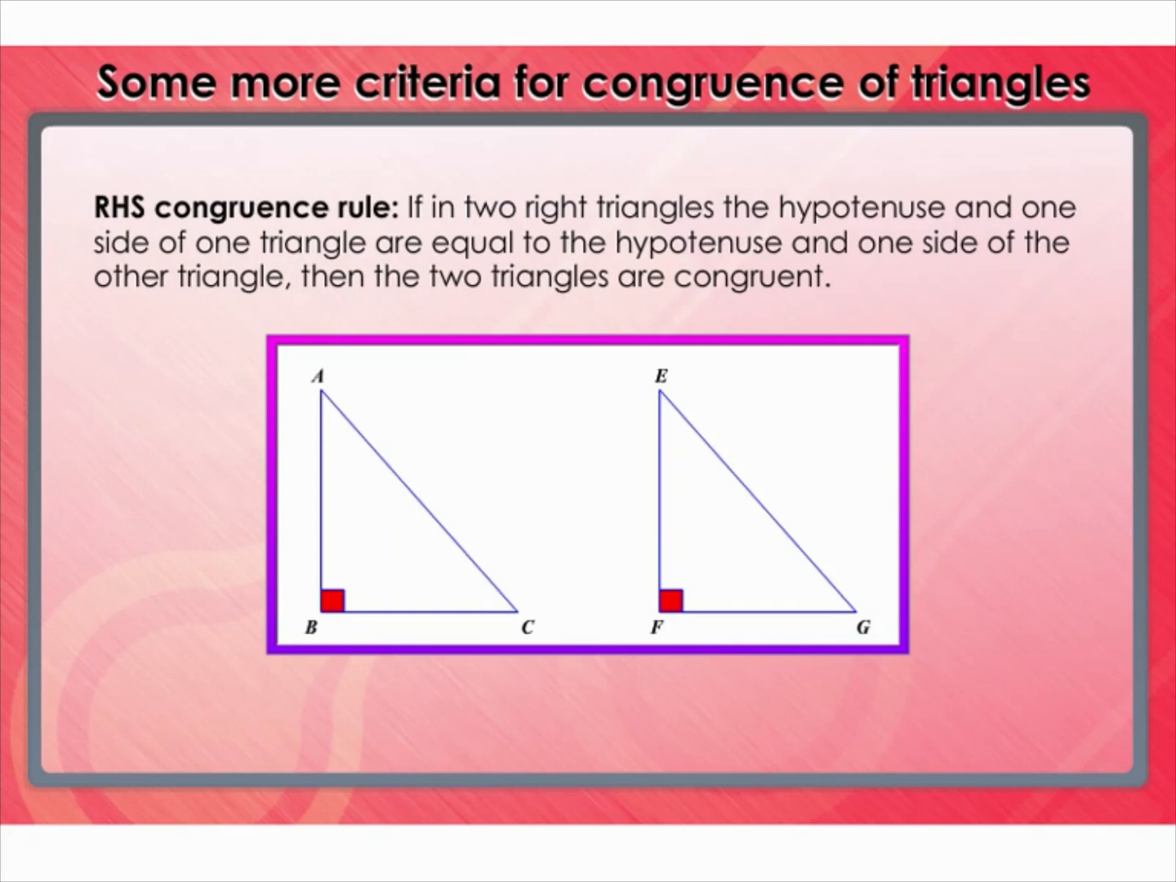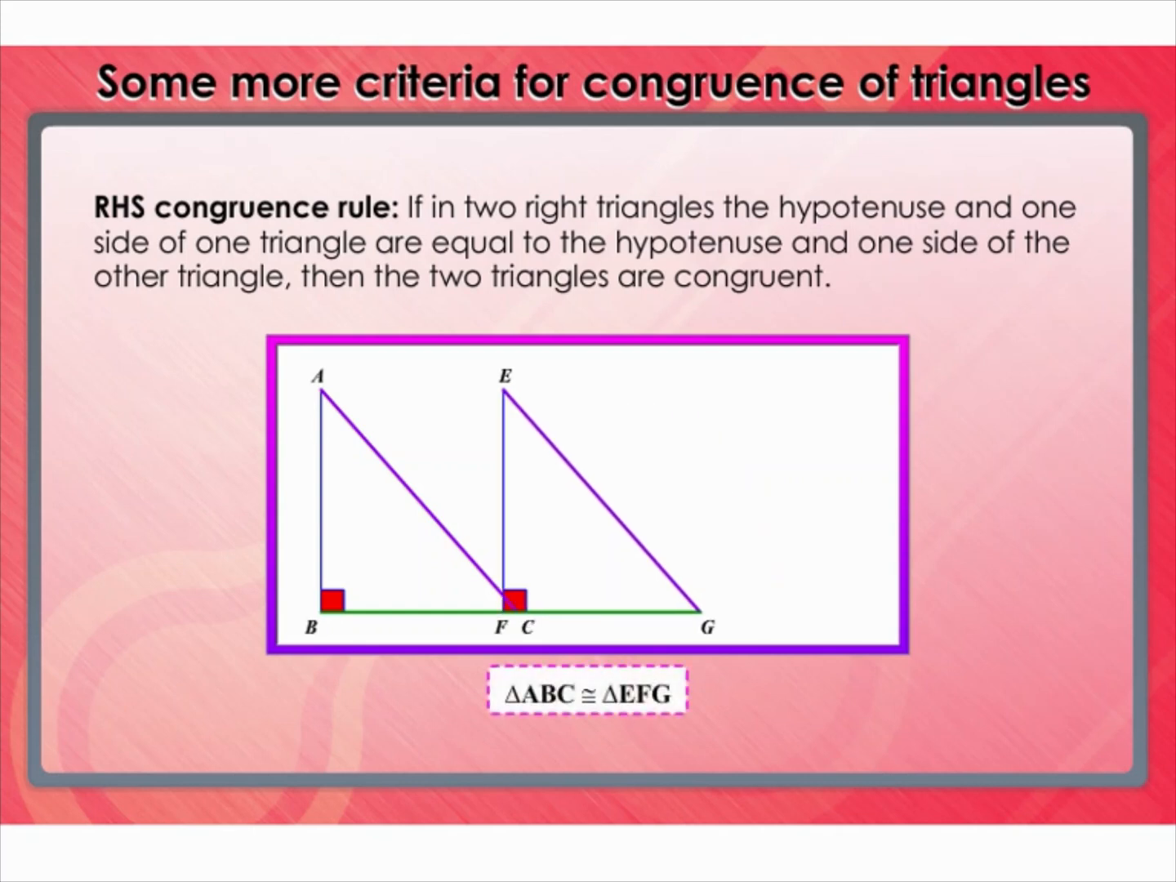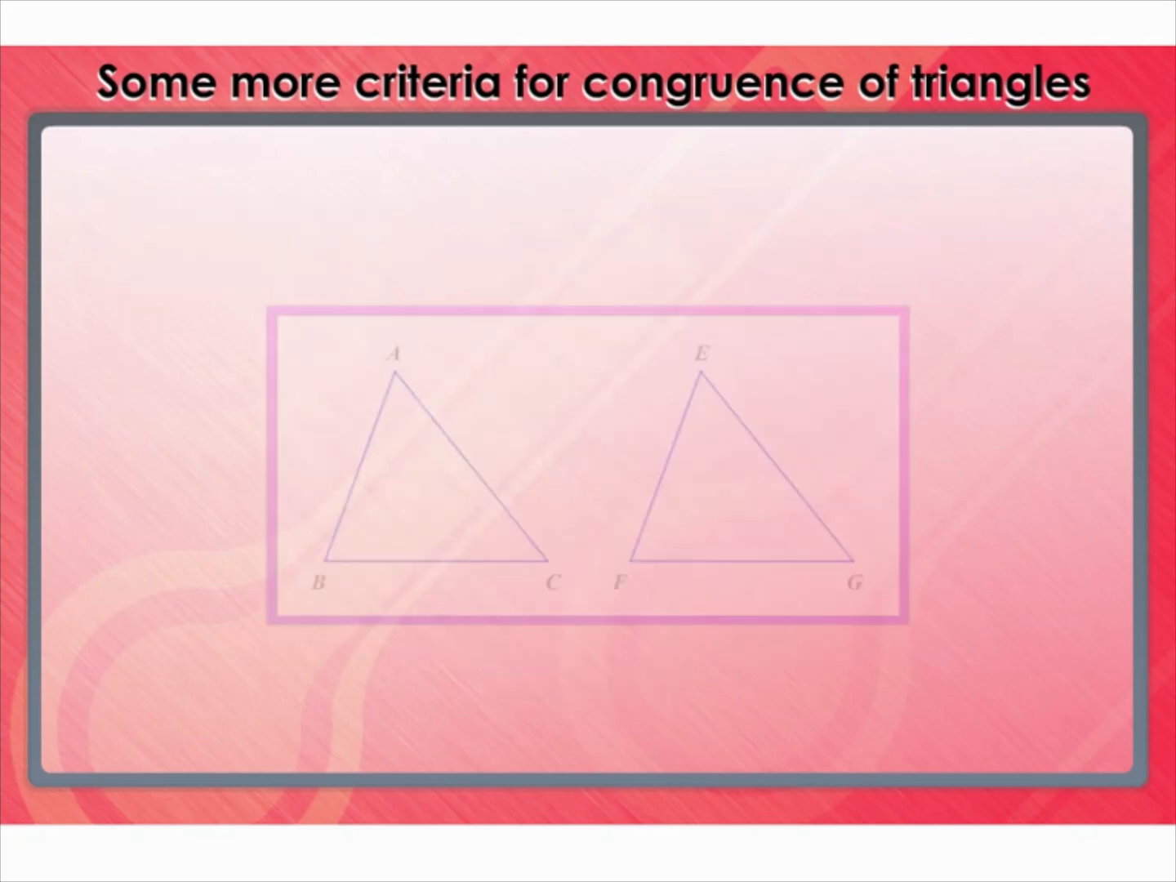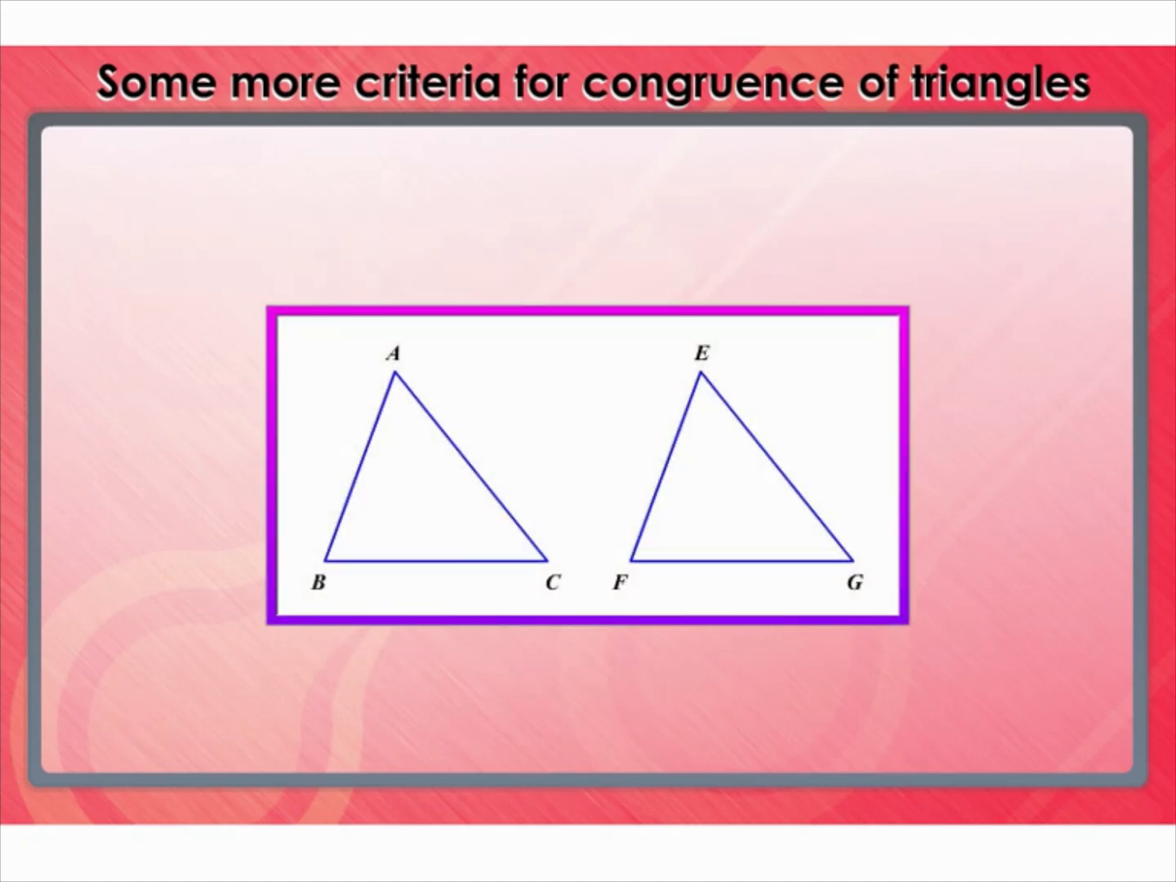If in two right triangles the hypotenuse and one side of one triangle are equal to the hypotenuse and one side of the other triangle, then the two triangles are congruent. This is referred to as the right angle hypotenuse side or RHS congruence rule. This rule is applicable to any of the right angle triangles. As you have seen, we say two triangles are congruent if at least three parts of one triangle are equal to the corresponding three parts of the other triangle.